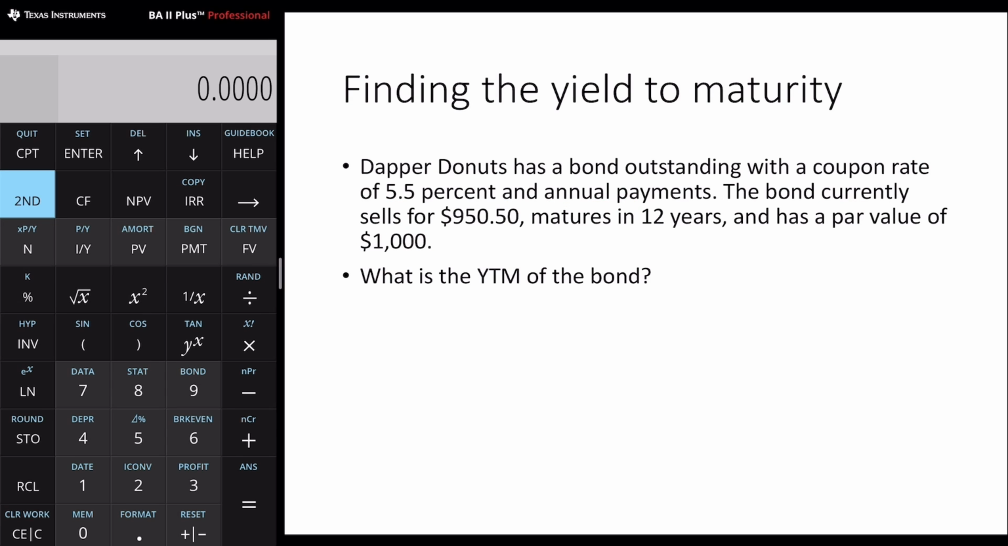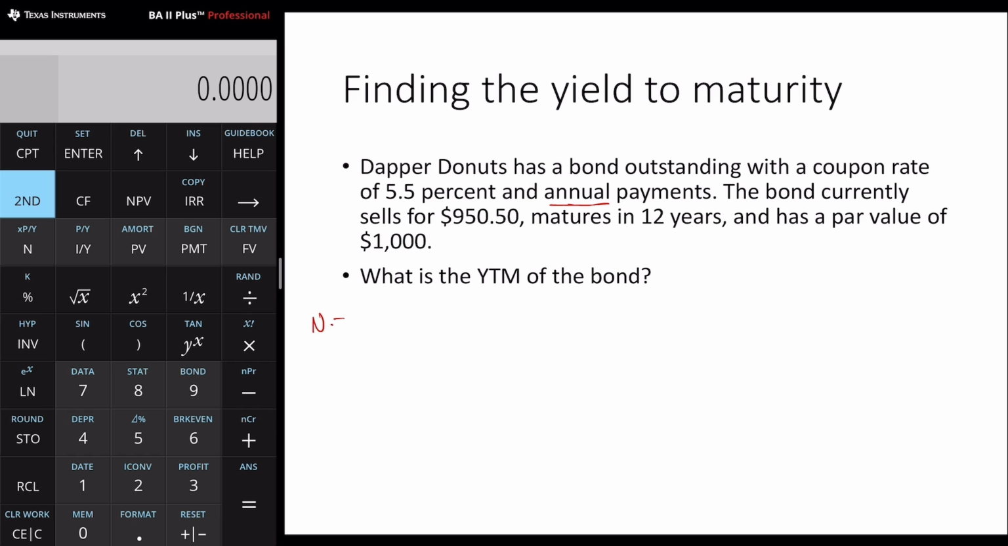All right, now let's find the yield to maturity. So we have Dapper Donuts has a bond outstanding with a coupon rate of 5.5% and annual payments. Okay, the bond currently sells for $950.50, matures in 12 years, and has a par value of 1,000. Okay, in this case, it says the payments are not semi-annual, they are annual. So that simplifies it for us. And so let's take a look at it.